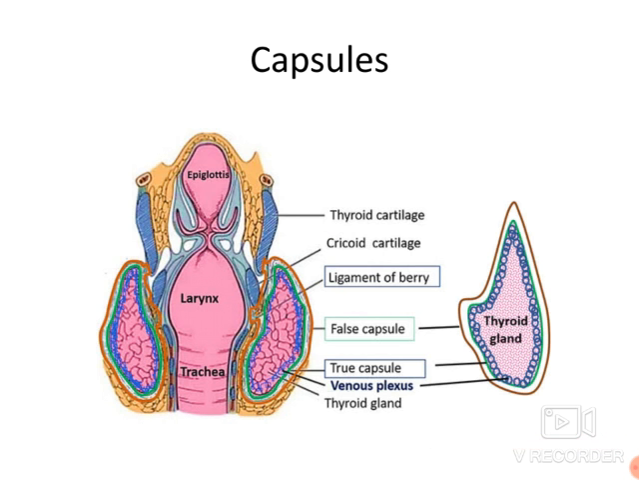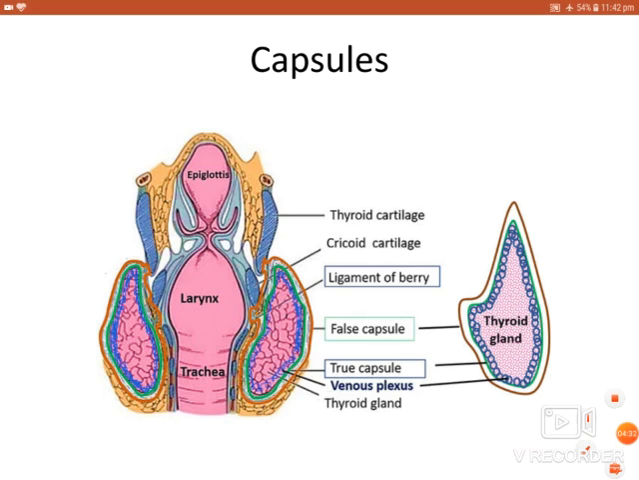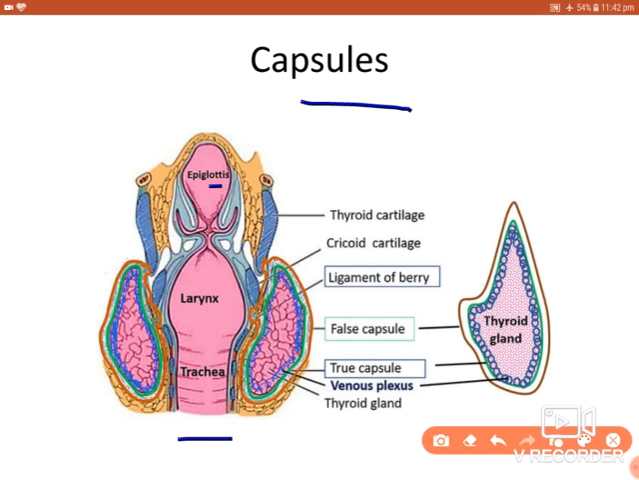Coming to the coverings or capsules of this thyroid gland. This is the frontal section. Here you can see the epiglottis, interior of the larynx, interior of the trachea. This is the thyroid cartilage, cricoid cartilage. These are the tracheal rings. This is the right and left lobes of this gland. So this glandular part is supported by the fibrous part.